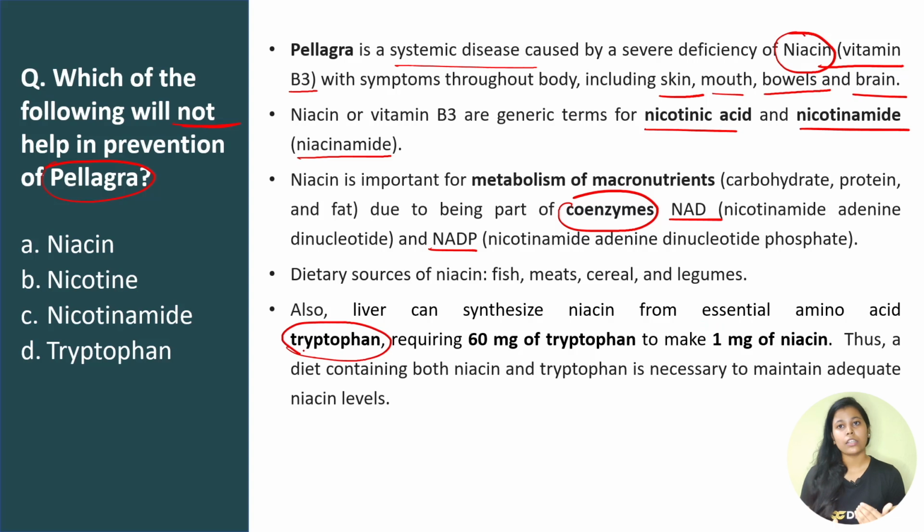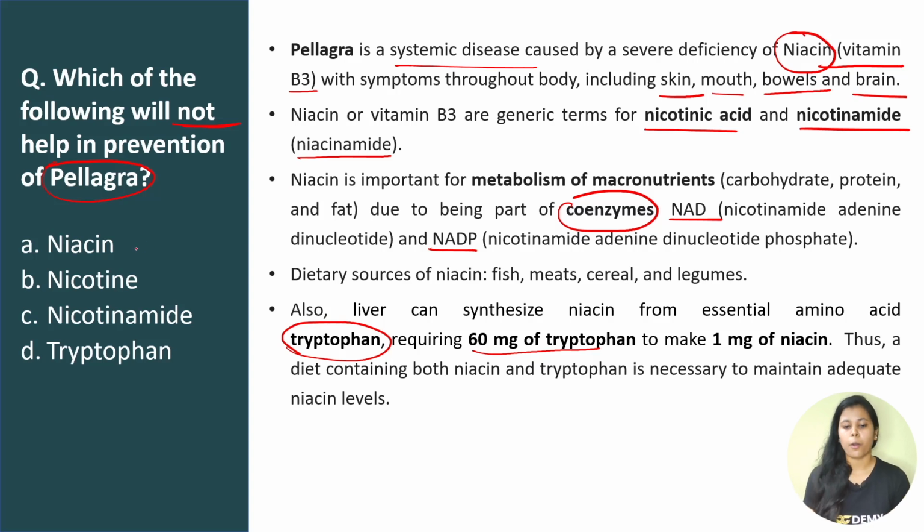So tryptophan can get converted through a series of reactions into niacin. How much tryptophan gets converted into niacin? 60 mg of tryptophan can make up to 1 mg of niacin. So now, by all this discussion, we have understood one thing: for the prevention of pellagra, we would need a food which is rich in niacin and tryptophan, which will help prevent the pellagra disease.